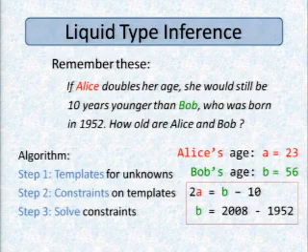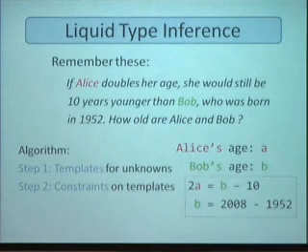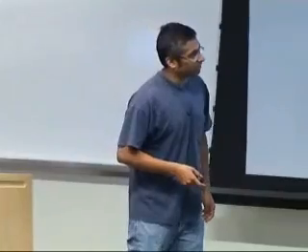Okay, in the second step, you generate constraints on these templates. So let's see what the constraints would be. If Alice doubles her age, she would still be 10 years younger than Bob. So Alice times 2 is equal to Bob minus 10. And Bob was born in 1952. So Bob's age is 2008 minus 1952. And in step 3, you solve these constraints. Okay, and you get some solution. Alice is 23, really? Bob is 56 apparently.